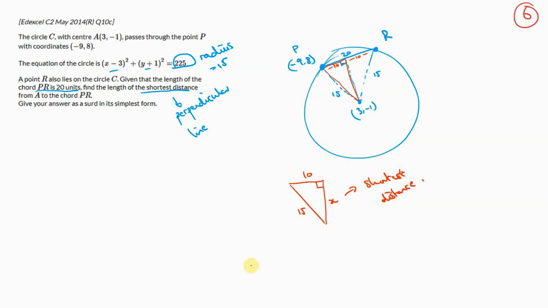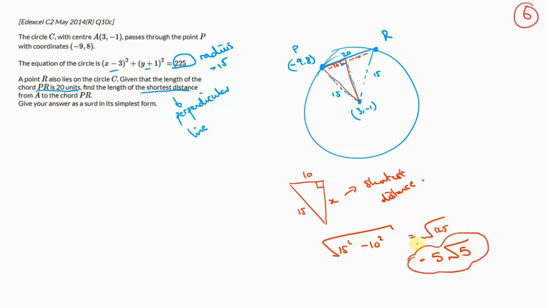15 squared minus 10 squared, all square rooted. That's going to give me 225 subtract 100, root 125. Yep. And then 5 root 5. So a difficult looking question with a diagram turned into just Pythagoras.